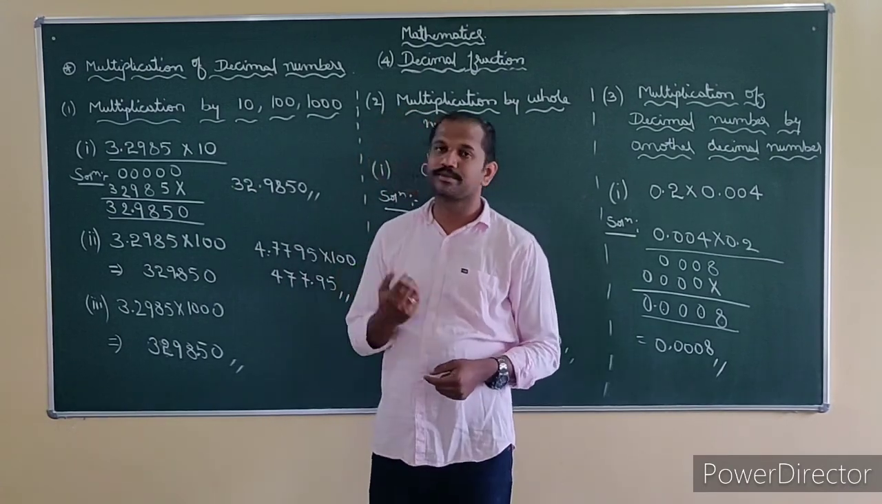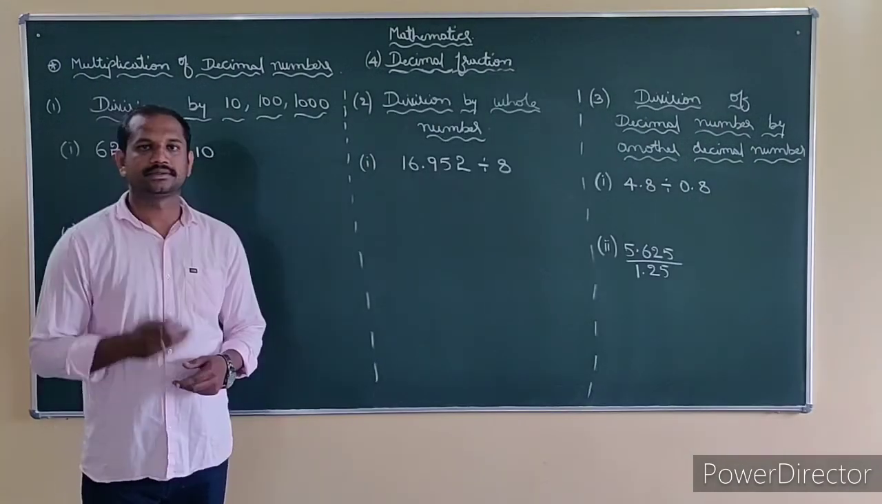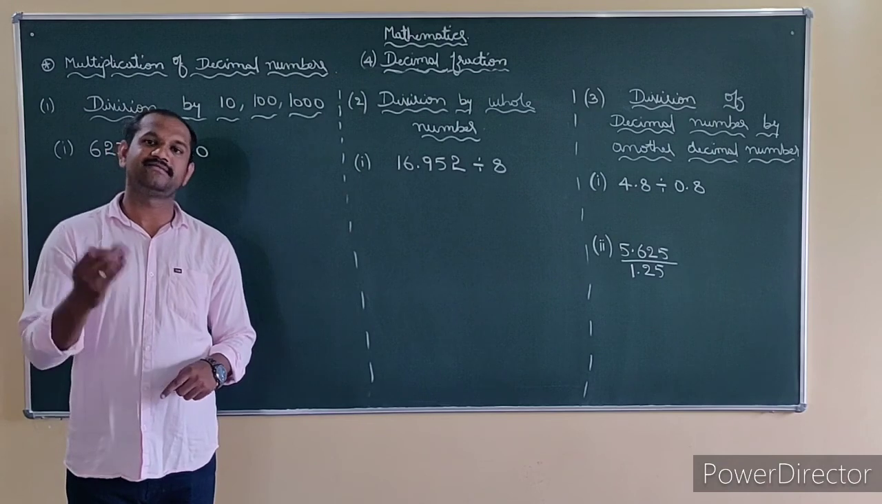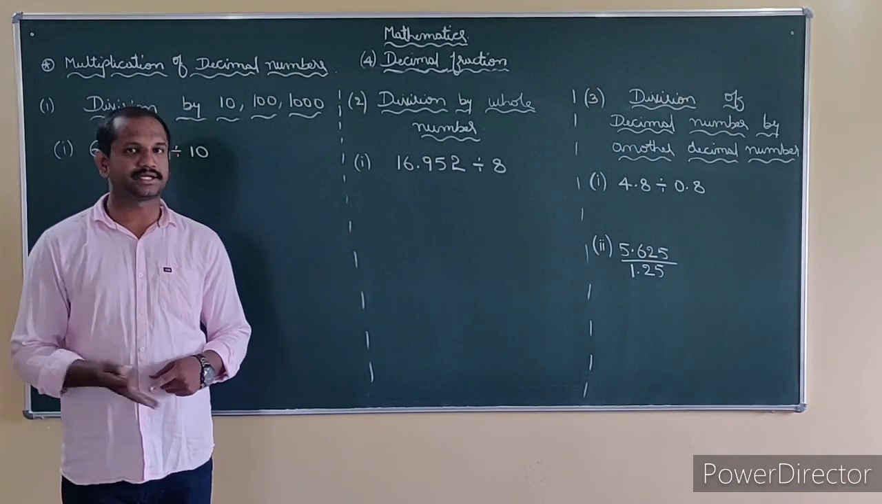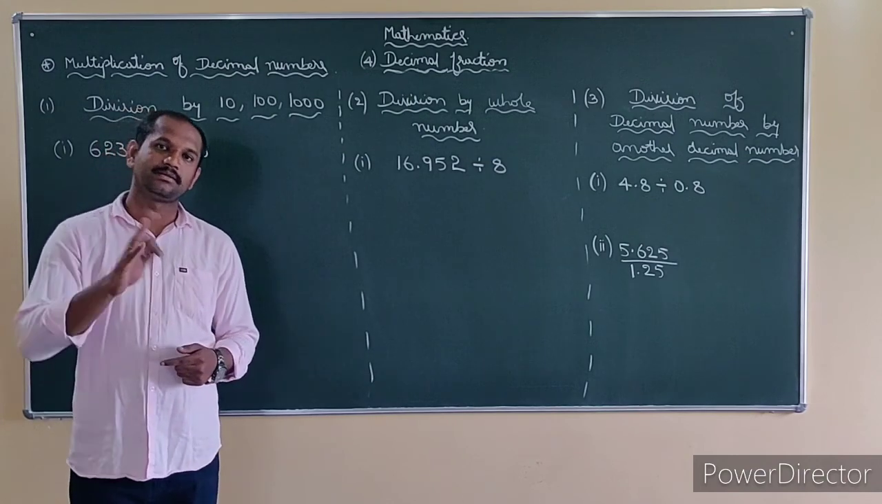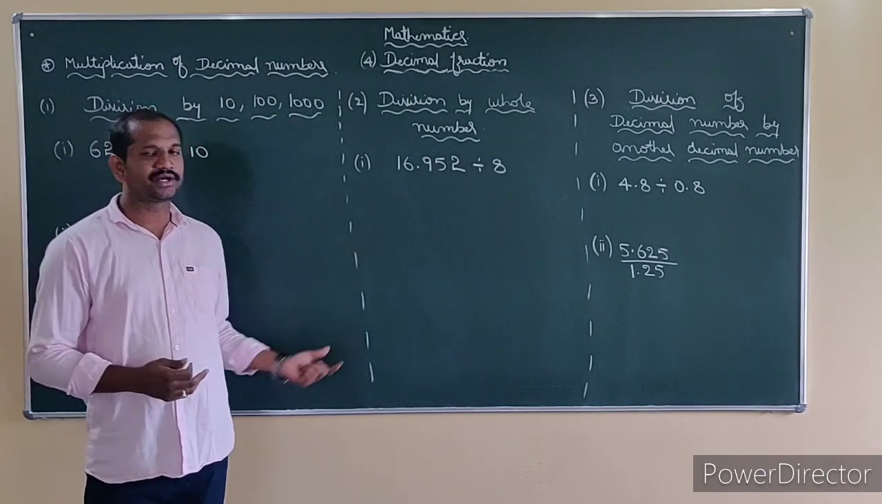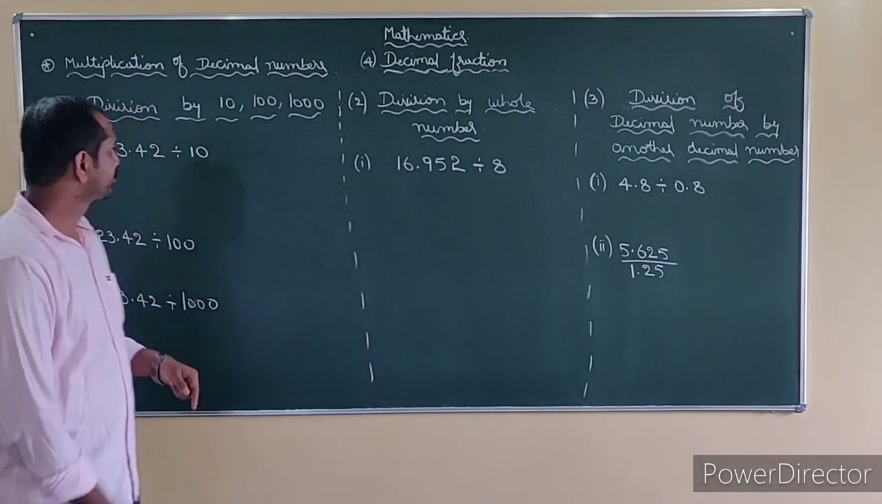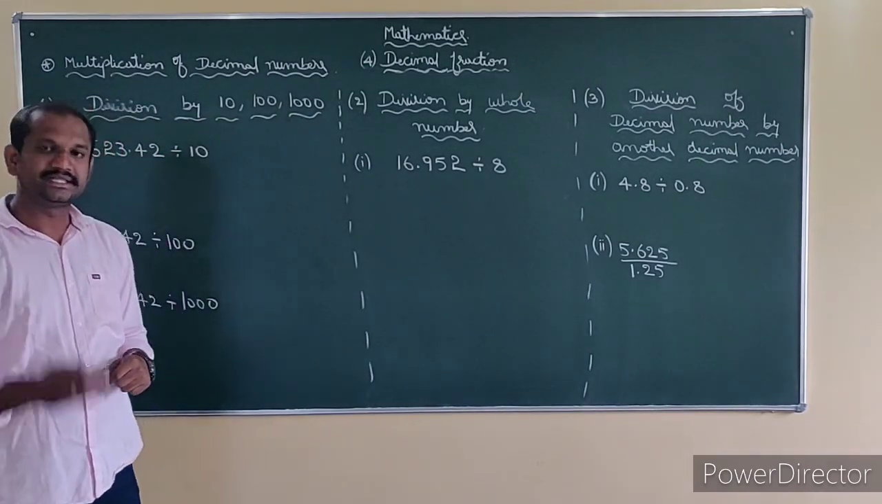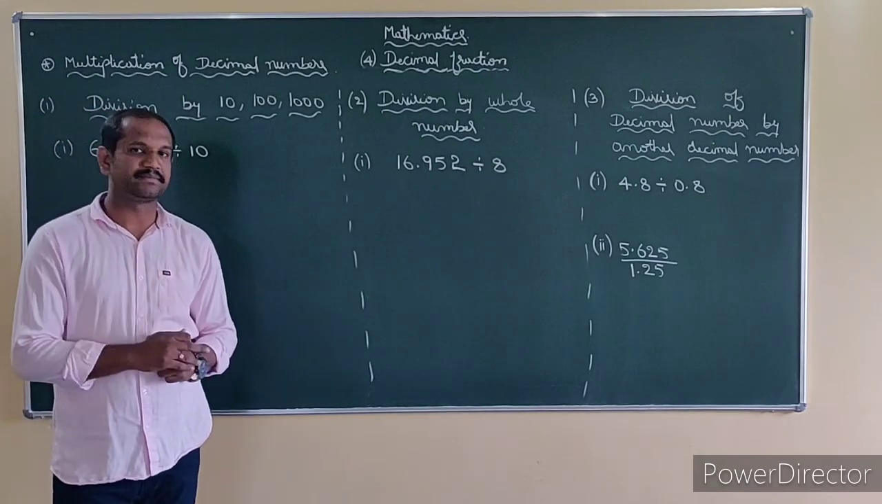Now we will learn what we mean by division. We will have division as in the case of multiplication. How we did first: we did multiplication by 10, 100, 1000, then multiplication by a whole number, then multiplication of decimal numbers. In the same way, here we will do the case of division. First we have division by 10, 100, 1000. This also we can do easily, like multiplication.